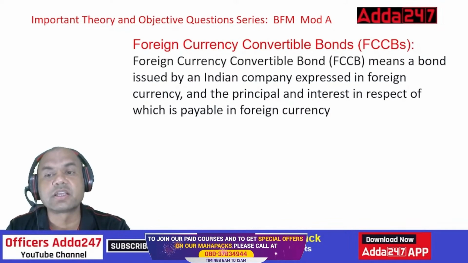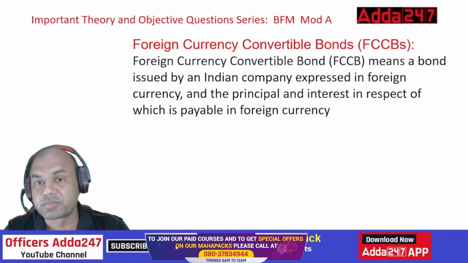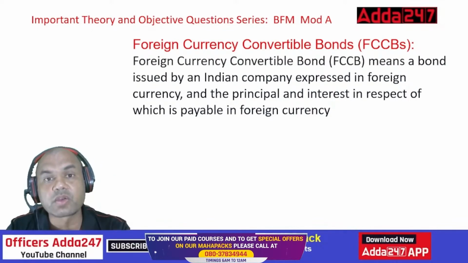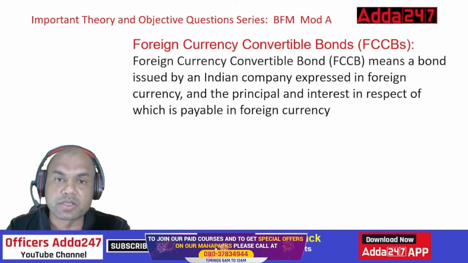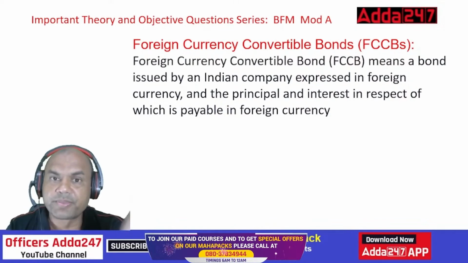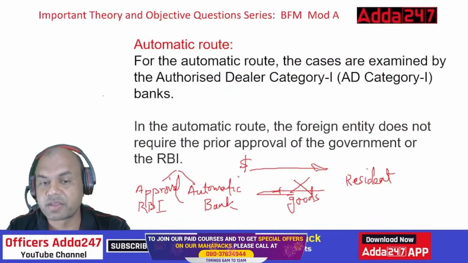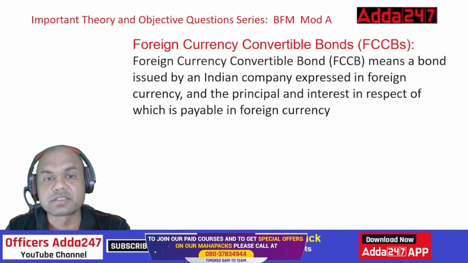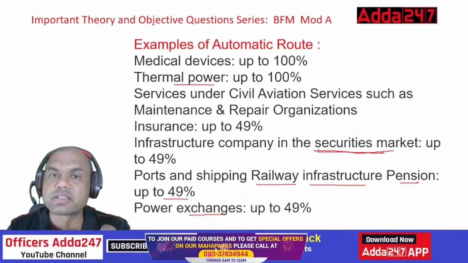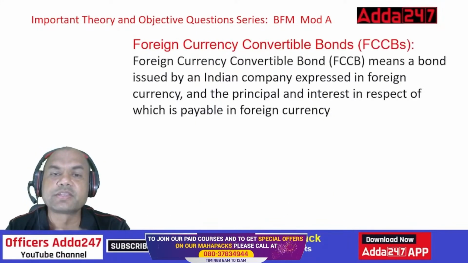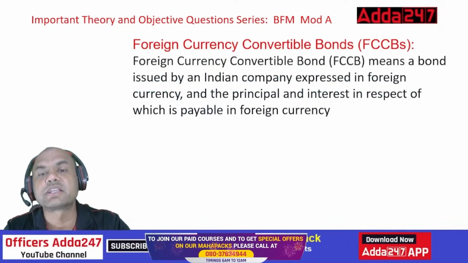Foreign currency convertible bonds. Now this is the second term; the first one was automatic route. Once you study automatic route, immediately approval route also comes to your mind, right? Approval route means wherever RBI's permission is required. Other than these sectors, everywhere else we require the RBI's approval. Okay. FCCBs.